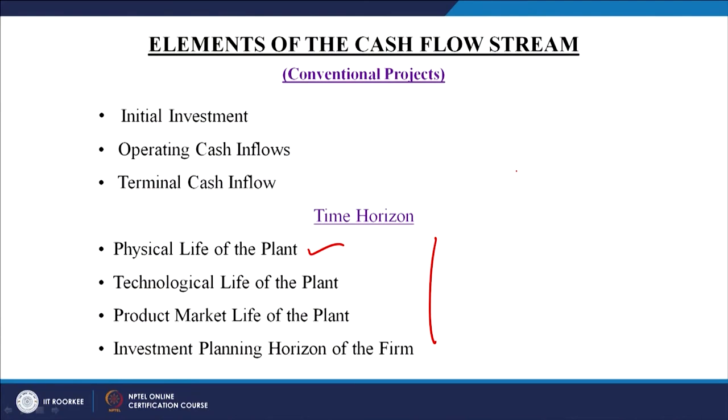Investment planning horizon: normally there are some kinds of projects which we can plan as short term investment, medium term investment, or long term investment. We know, for example, we are going to have a hydropower plant, we want to create a hydropower project. We know that it is going to have a long term life, it is going to sustain and exist on a long term basis. Similarly, if you talk about a steel plant, certainly it will be for the long term.